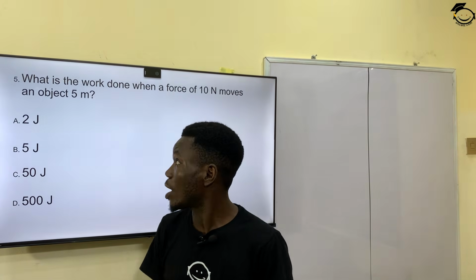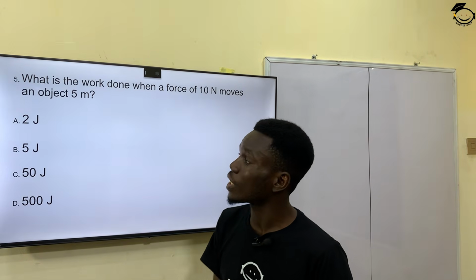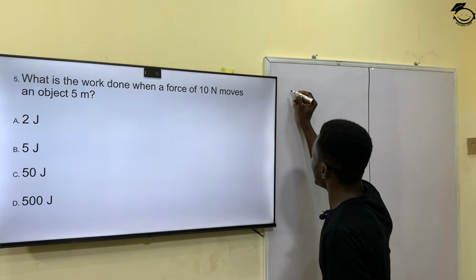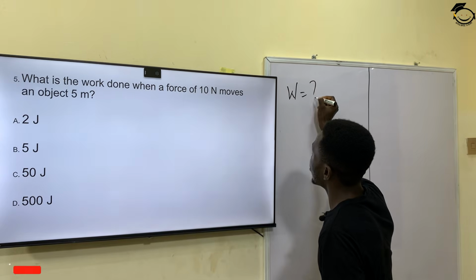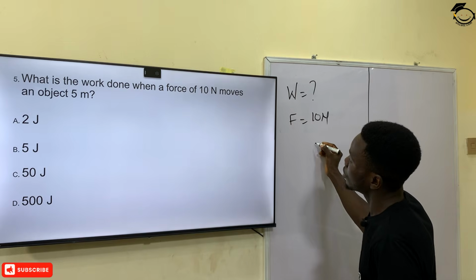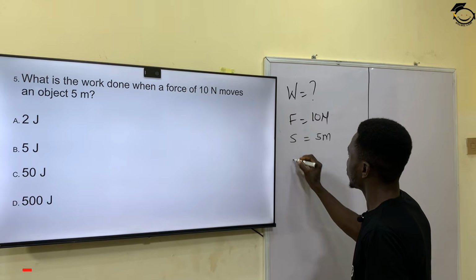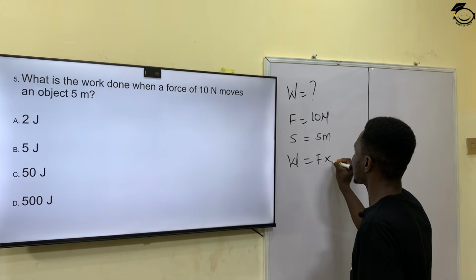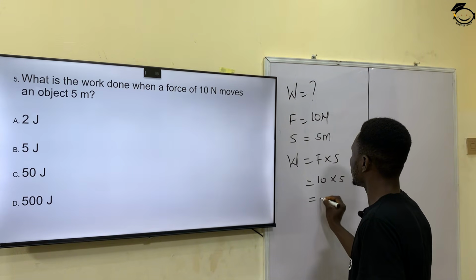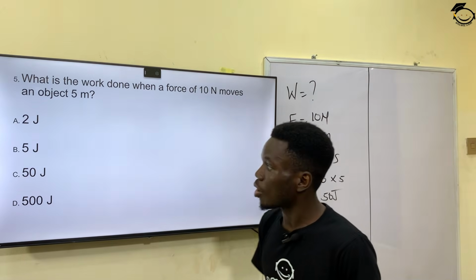Moving on to question number 5, it says, what is the work done when a force of 10 Newton moves an object 5 meters? They were asking us to find the work done, so work done is unknown, and we have the force as 10 Newton. We are also told that the distance is 5 meters. We know that work done is equal to force times distance, which means that my work done is equal to 10 times 5, and that will give me 50 joules. And that is option C.